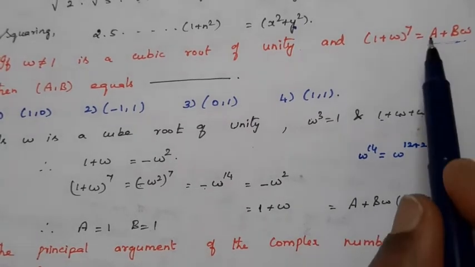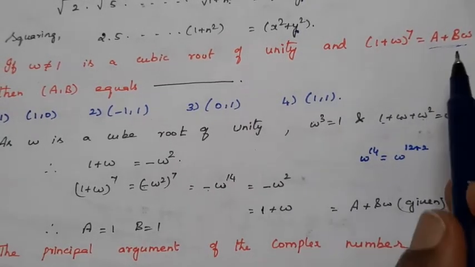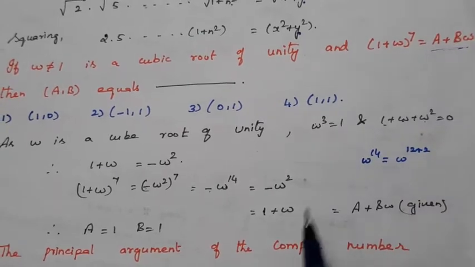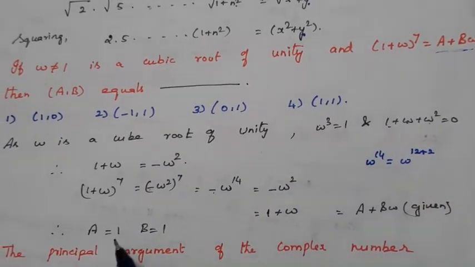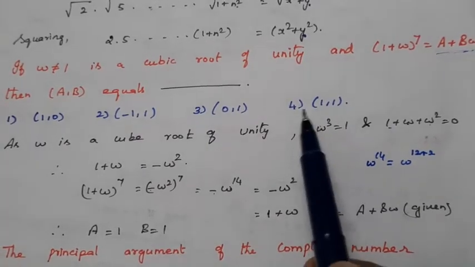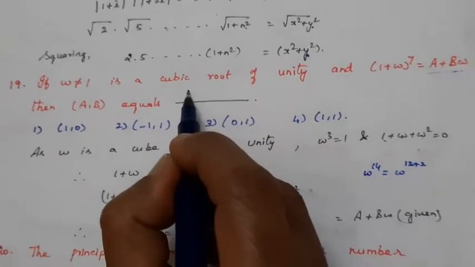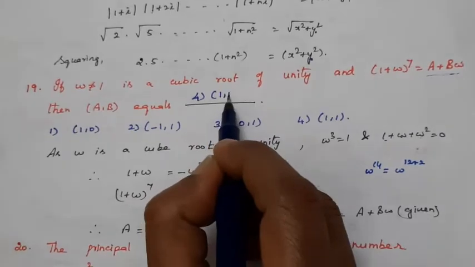So what is the value of A? The value of A is 1, and the coefficient of omega, that is B, is also equal to 1. So which option suits this? A is equal to 1, B is equal to 1 means fourth option. So the answer for the 19th problem is fourth option, 1, 1.